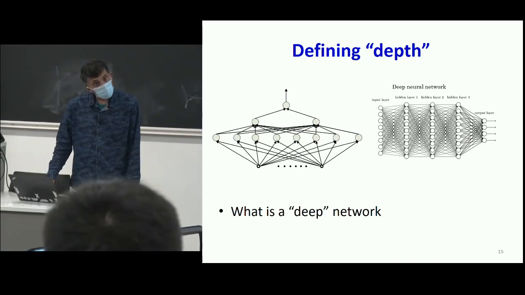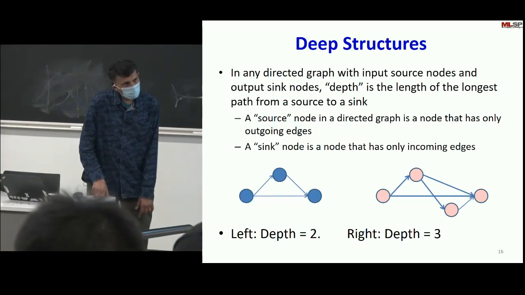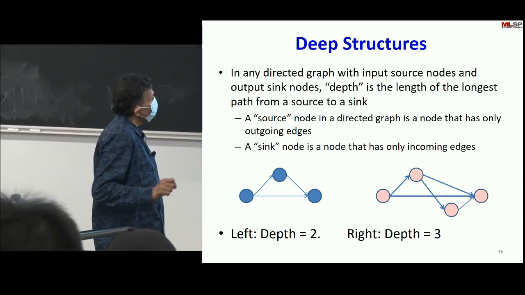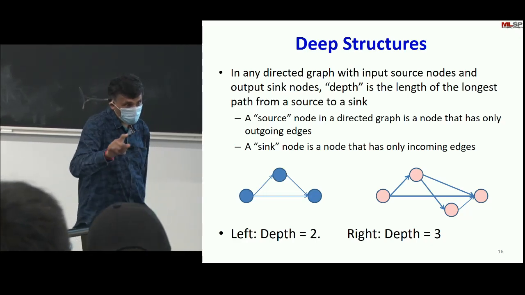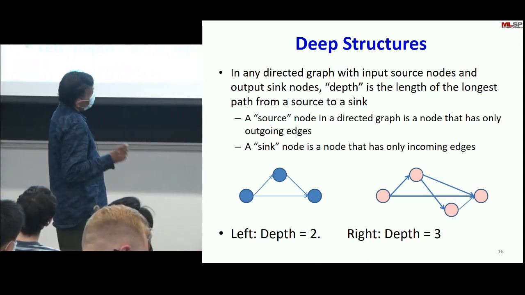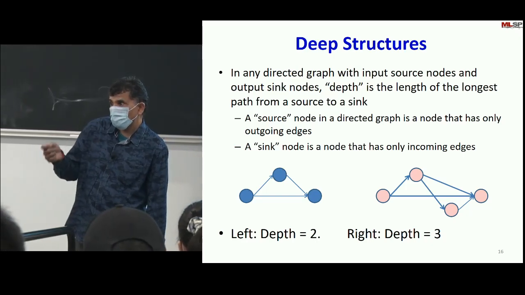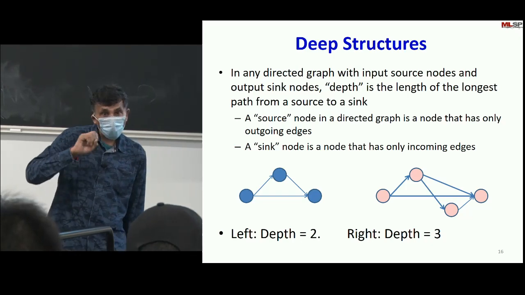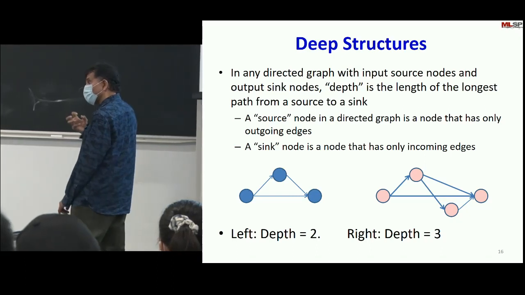And what is a deep network? Is there an official definition for a deep network? There is. So deep structures in general are well defined. If you think of any directed graph, a directed graph is a graph where all the edges have a direction. Information goes from one end to the other and not the other way around. Any directed graph is going to have source nodes and sink nodes. It could be loopy, but a source node is a node where all the edges are going outwards. A sink node is one where all the edges are coming inwards.